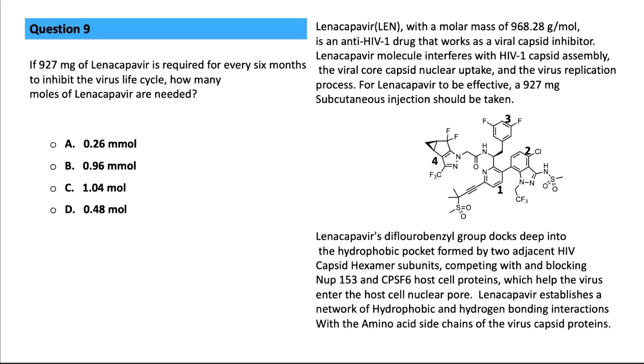Question 9. If 927 milligrams of lenacapavir is required every 6 months to inhibit the virus life cycle, how many moles of lenacapavir are needed? Okay, first, we need to know the mole formula. A mole equals the mass divided by the molar mass of the lenacapavir drug. We have the mass here and the molar mass right here. The mass is in milligrams, and we have to change it to grams.